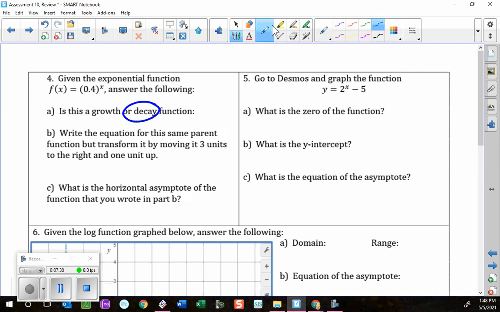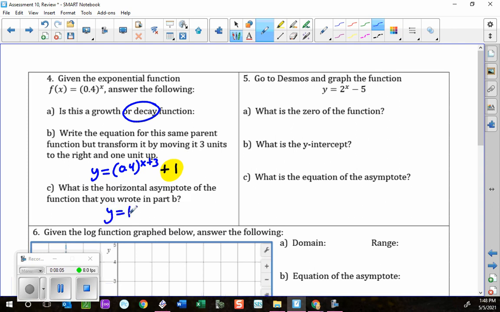All right, write the equation for the same parent function, but transform it by moving it 3 units to the right and 1 unit up. So I'm going to keep this 0.4. 3 units to the right, so I'll put x plus 3, and 1 unit up, I'll put plus 1. What's the horizontal asymptote of this new function? So remember, the horizontal asymptote is controlled by the upward or downward motion of your graph, so the horizontal asymptote will be y equals 1.